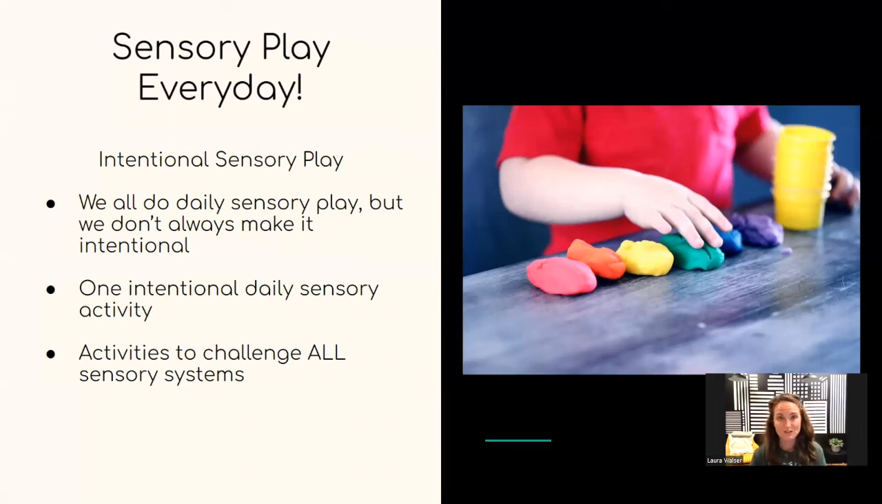Maybe we can even change the volume of the music depending on if we're really wanting to alert people or if we're really wanting to calm them down, and we can make them aware of this. We can change how the music is.